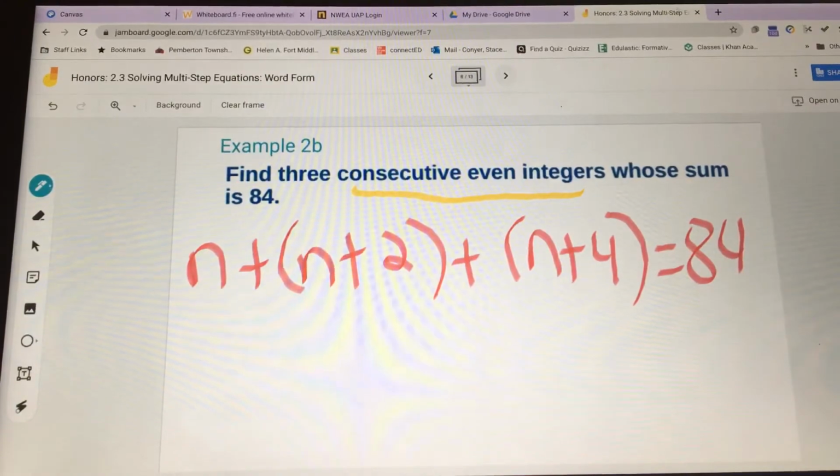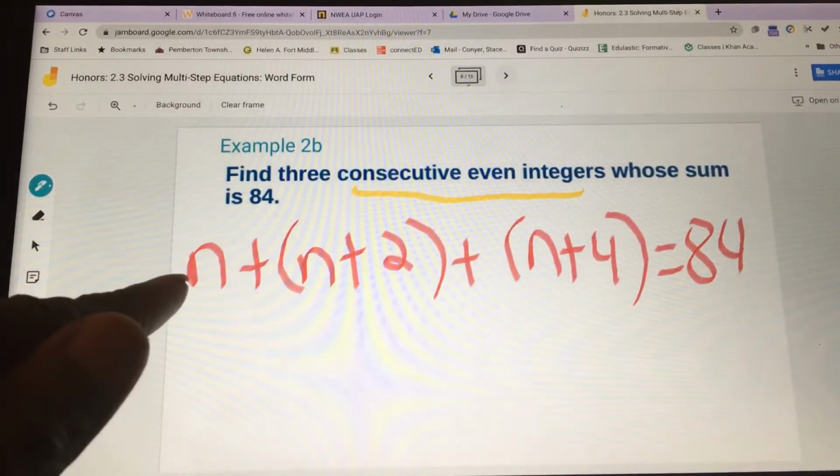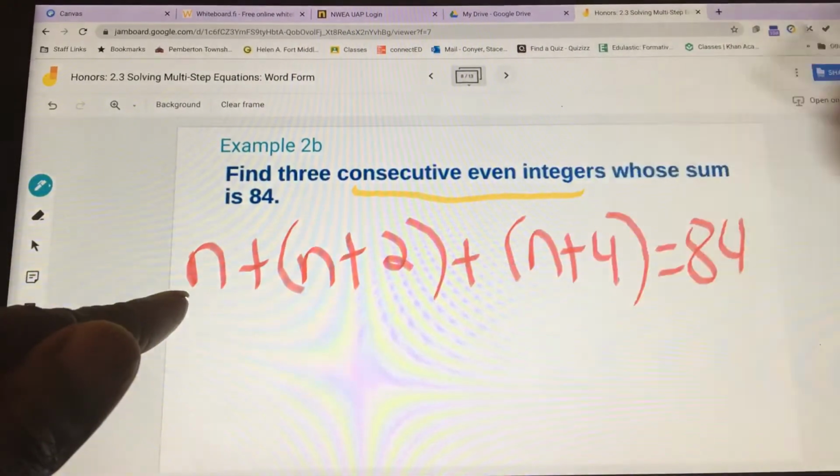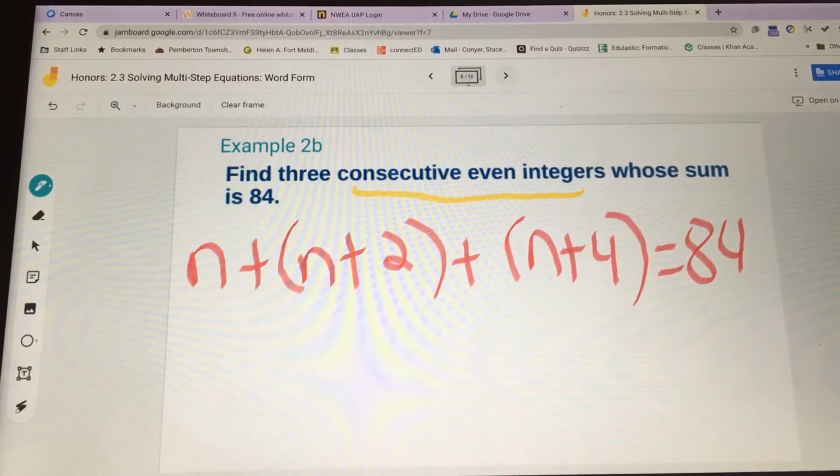Next, even integers. First, you start with a number. Say that number was 2 and you're trying to get to 4. You will have to add 2. Then go back to the first one, you have to add 4. And then you're going to solve the equation.